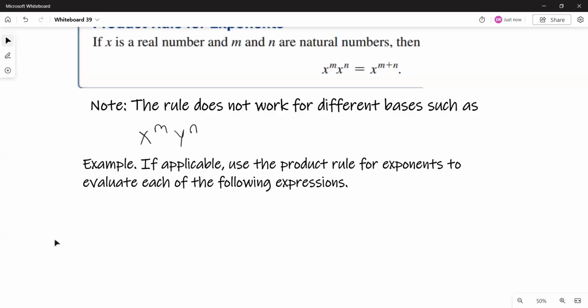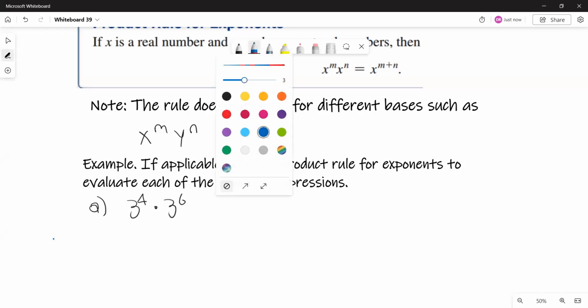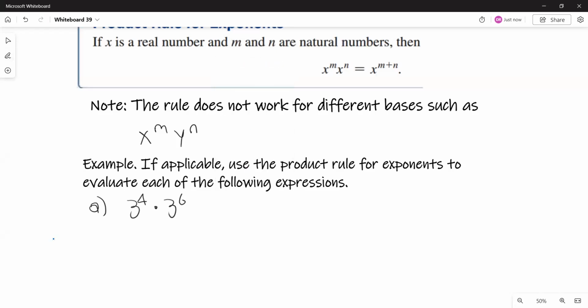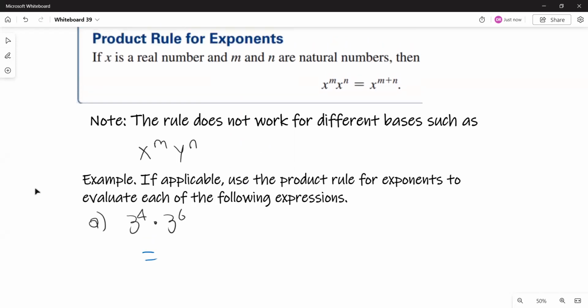One, 3 to the fourth times 3 to the sixth. Okay, so the product rule says that 3 to the 4 times 3 to the 6 is 3 to the 4 plus 6, which is 3 to the 10 power, and we're multiplying 3 10 times.